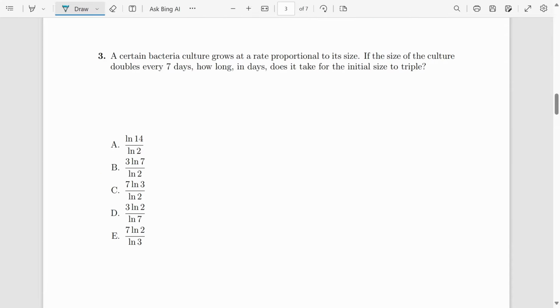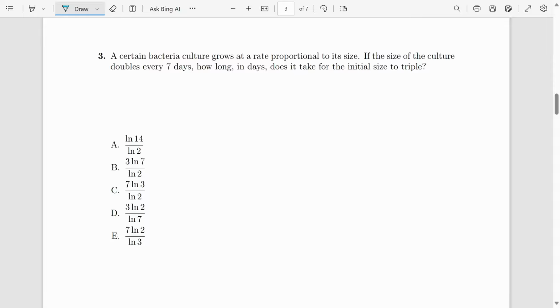Question 3. A certain bacteria culture grows at a rate proportional to its size. If the size of the culture doubles every 7 days, how long in days does it take for the initial size to triple? All right, this is an exponential growth problem.